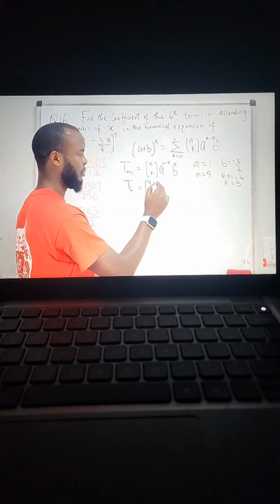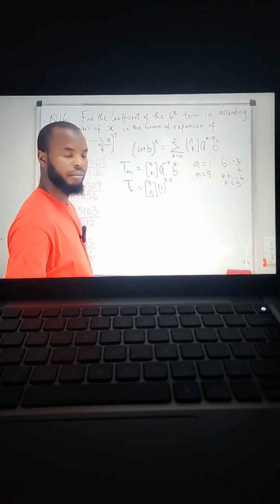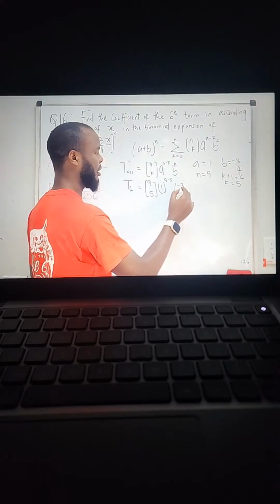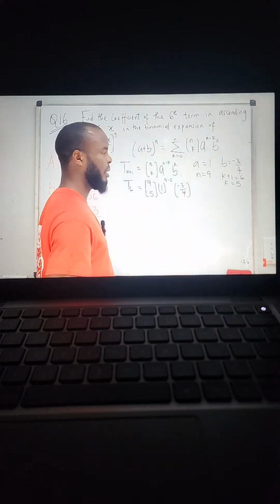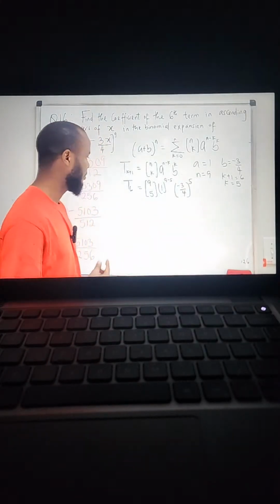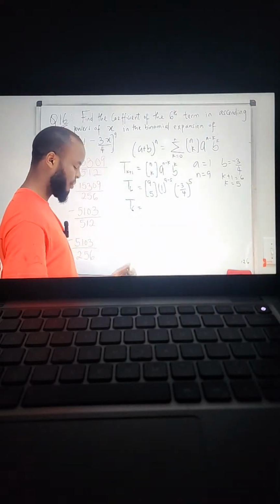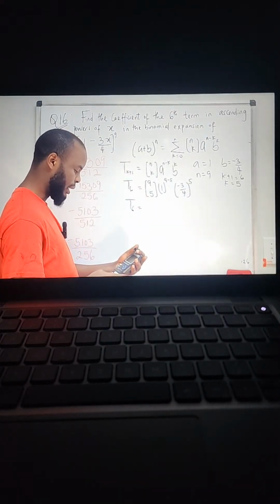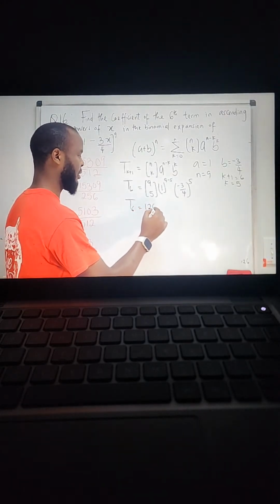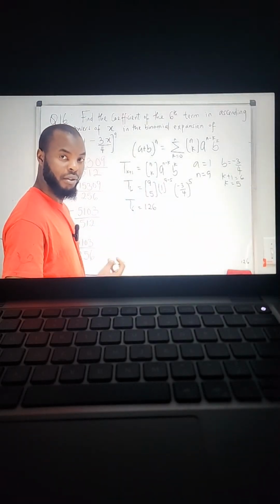A is 1. So n minus k is 9 minus 5. B is -3/4 to the power of k, which is 5. Let's simplify further. Here we have the sixth term equals 9 combination 5. If you do that, we have 9 combination 5 to be 126. 1 to the power of 9 minus 5 is still going to be 1.